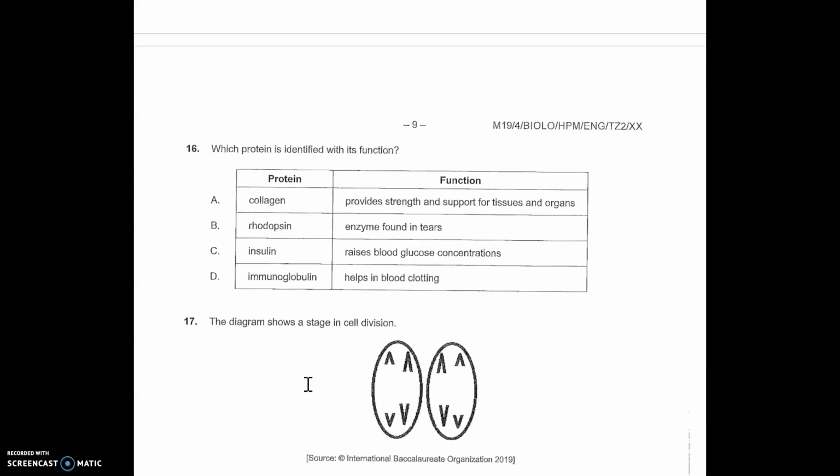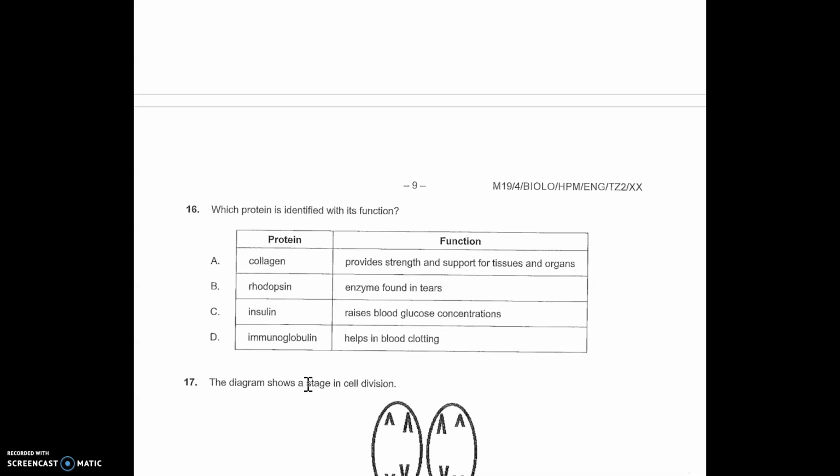Question 16 is kind of factual recall, really. Is rhodopsin found in tears? No. That lowers blood glucose concentration. That doesn't help in blood clotting. So hopefully by elimination, even if you couldn't remember actually what collagen does, you could work that out.